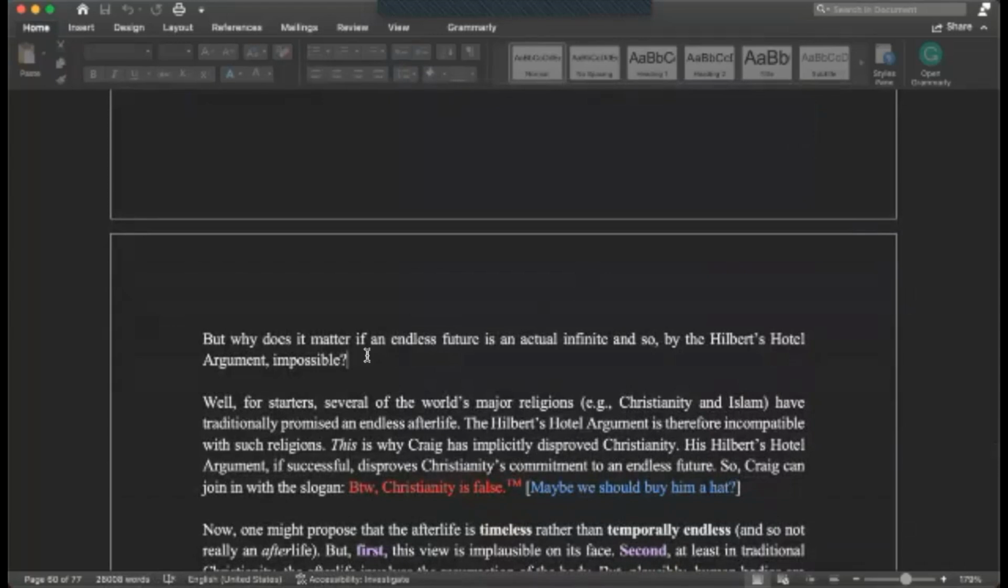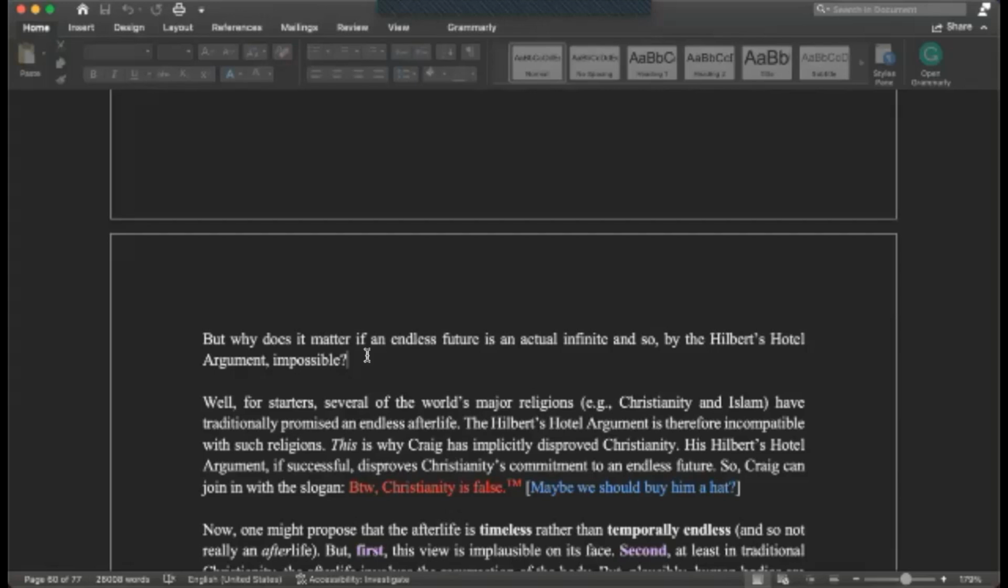You might ask, okay, Joe, fine, an endless future is an actual infinite, but again, why does that matter? And so why does it matter if the future is an actual infinite? And so by the Hilbert's Hotel argument is impossible. Well, here's why it matters. For starters, several of the world's major religions, like Christianity and Islam, have traditionally promised an endless afterlife. The Hilbert's Hotel argument is therefore incompatible with such religions.